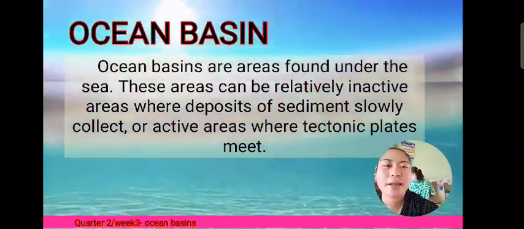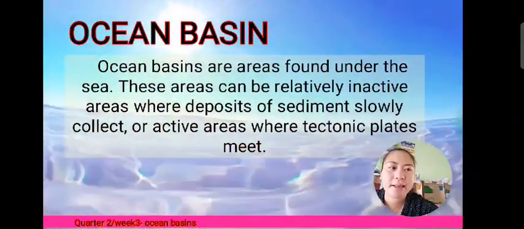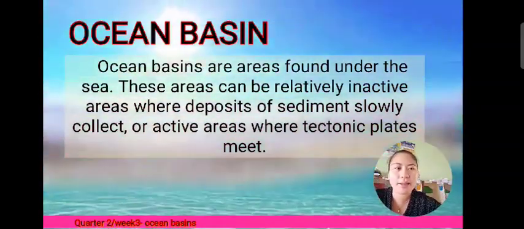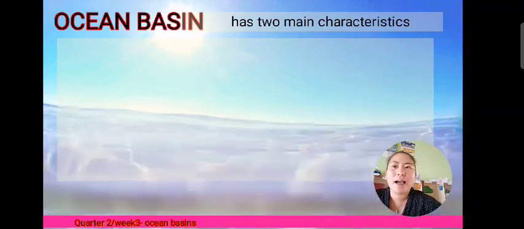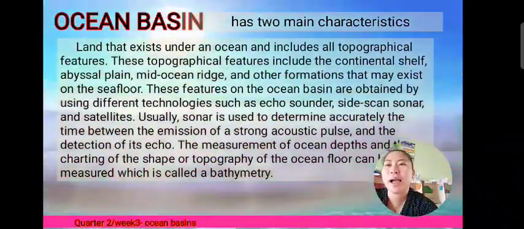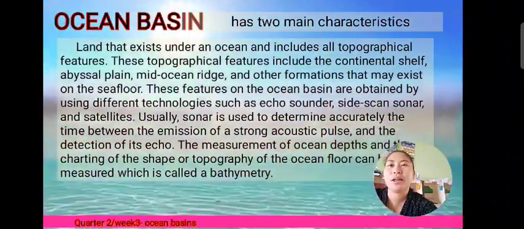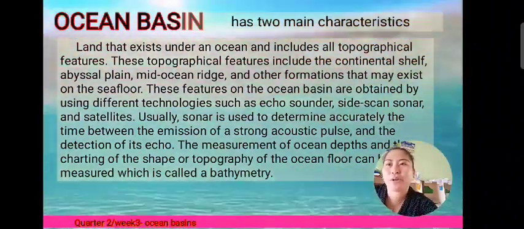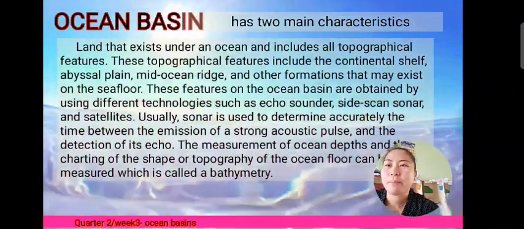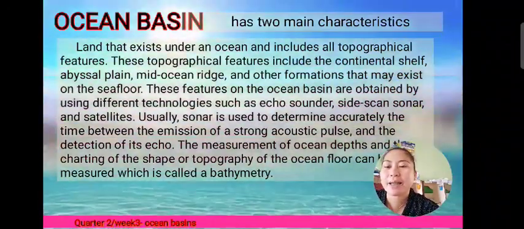So, take note guys that any part of the earth that is covered by ocean or sea water is ocean basin. And it covers the largest area of the earth's surface. Another one, ocean basin has two main characteristics. First is the land that exists under an ocean. And next is all topographical features. The topographical features include the continental shelf, abyssal plain, mid-ocean ridge, and other formations that may exist on the seafloor.